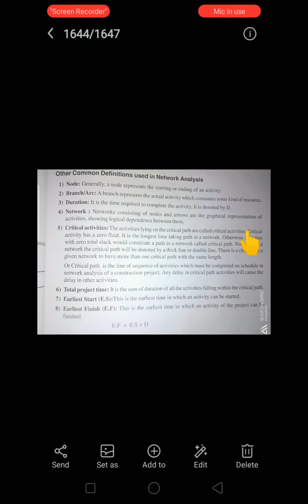Next coming to the earliest start. Earliest start is nothing but the time at which an activity can start earliest. Earliest finish is when the activity can be finished as early as possible. Here one formula is there to find the earliest finishing time: earliest finish time is earliest start time plus duration.